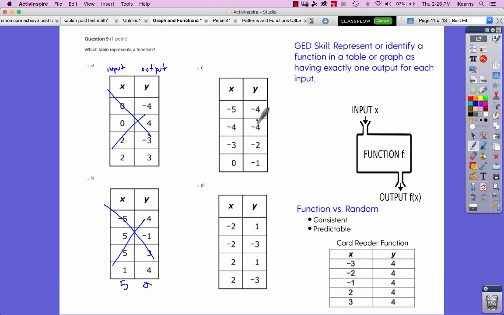We can have the same output if we have two different inputs. What we can't have is a -5 putting out something, and if we have another -5 down here, it has to output -4. Okay, this one works. Let's make sure this one doesn't work. Again, -2, -2 have two different outputs. Positive 2, two different outputs for the same input. Doesn't work, okay? So the other way that you can sometimes see this is on a graph.